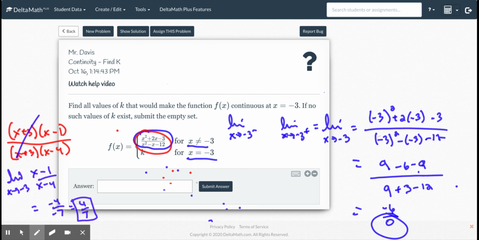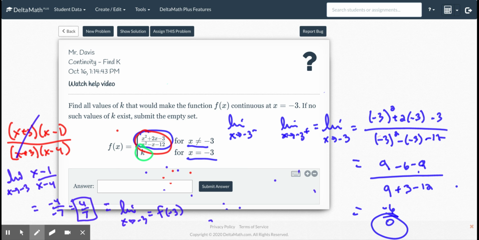Probably would never have guessed that. All right, that's our limit as x goes to -3. All right, so now if the limit equals this, we know this thing must equal f of -3, right? In order for this to be continuous. So now we can look at this other function. Turns out it's not really a function at all. It's just a constant. We know that it has to equal f of -3.